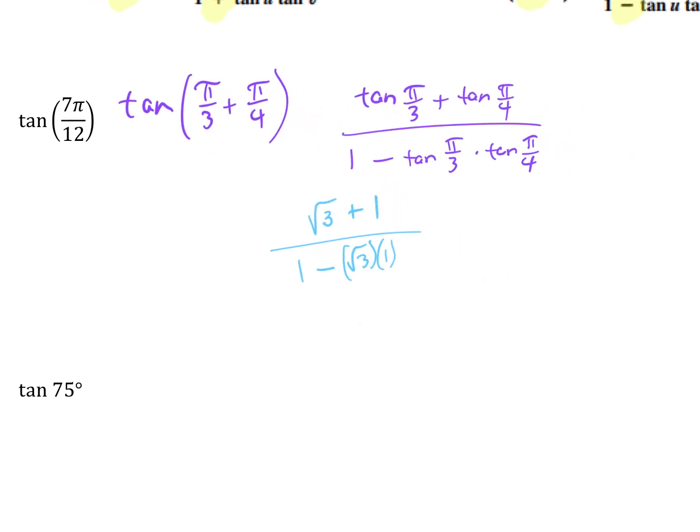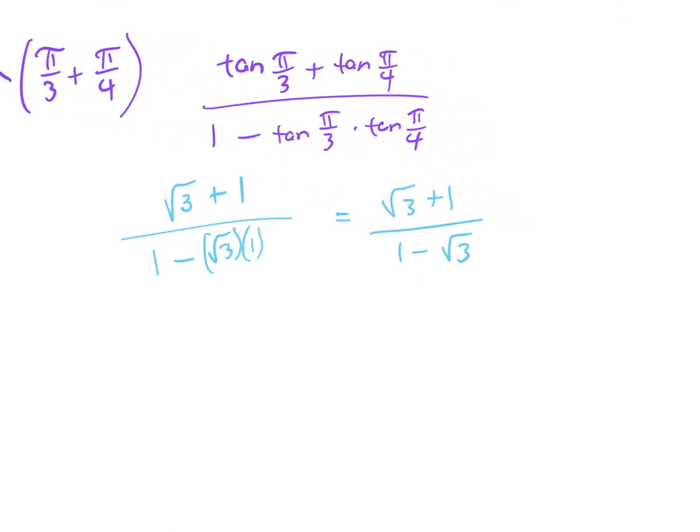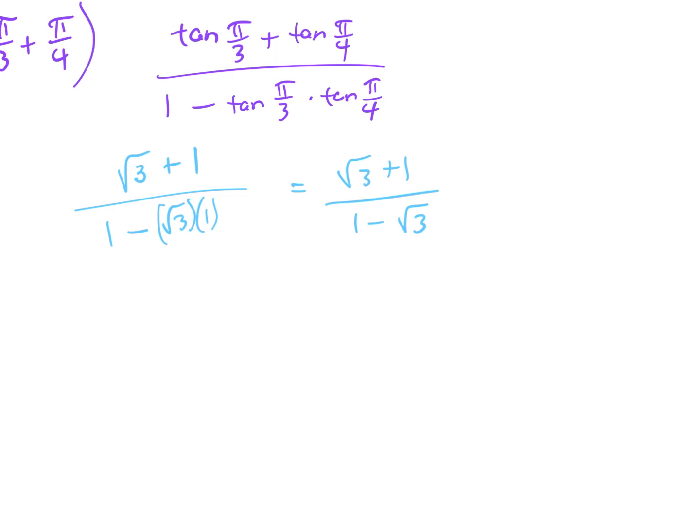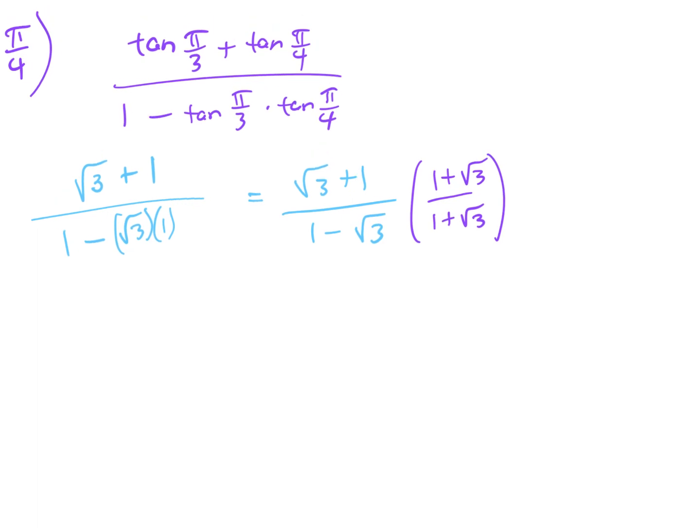Okay, so here's the issue. We have root 3 plus 1 all over 1 minus root 3. We've got a radical in the denominator, and so we've got to rationalize. So think about the fact that we've got to multiply by the conjugate. So we're going to multiply by 1 plus the square root of 3 all over 1 plus the square root of 3. And then we're going to have to FOIL the top, right?